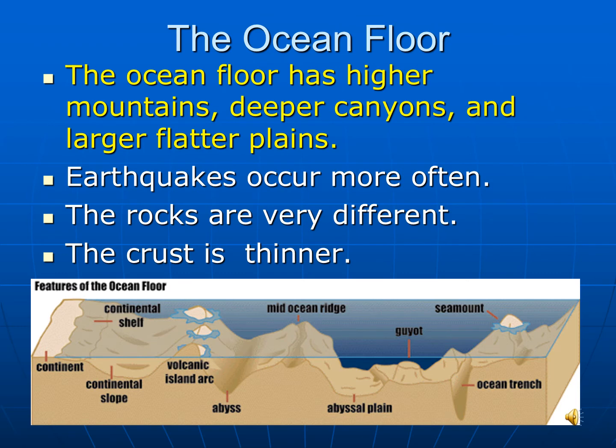So now this is just going back to a review, but the ocean floor, remember we talked about how mountains and stuff were formed. Well, the ocean has what we call underwater mountains, deep canyons, and large flat plains as well. Remember earthquakes? The rocks are different and the crust is thin.